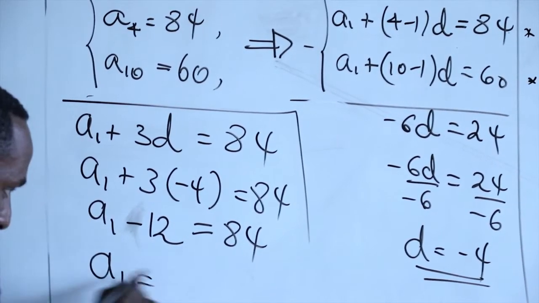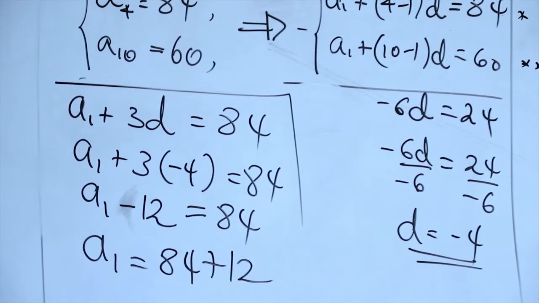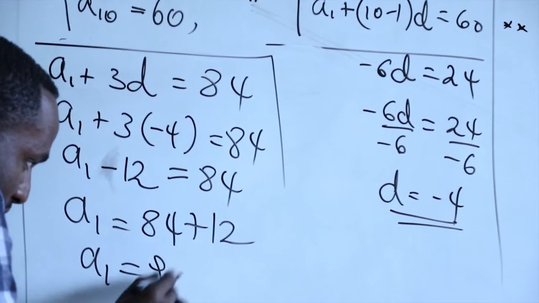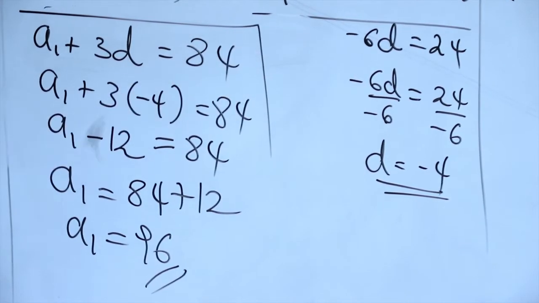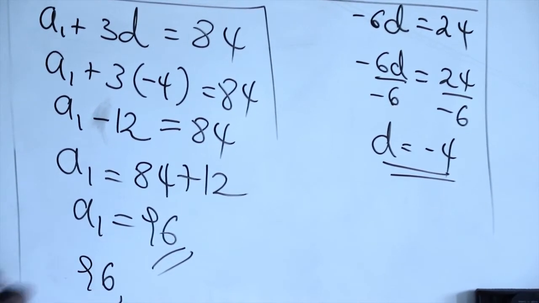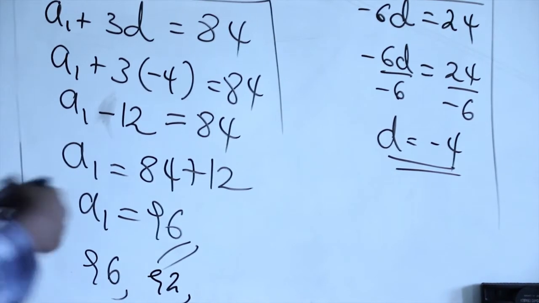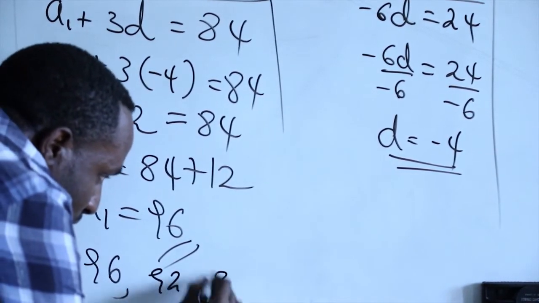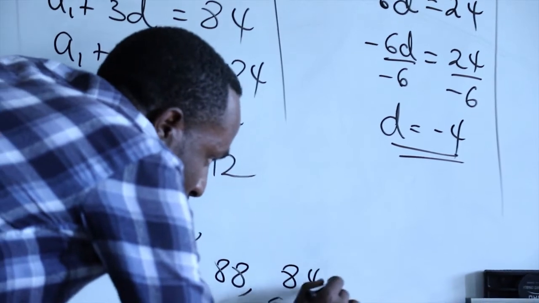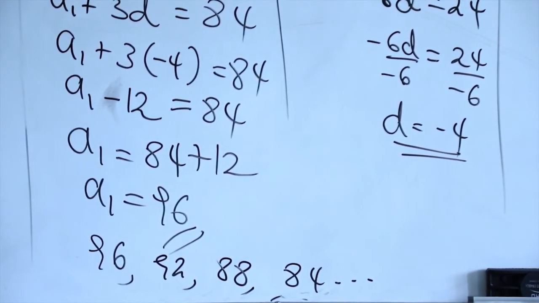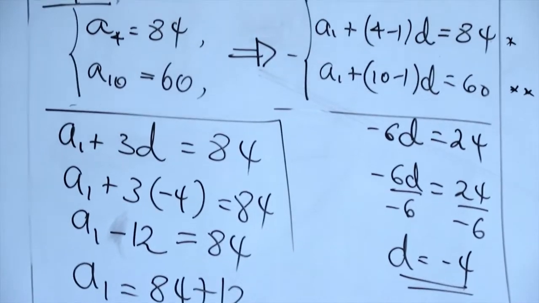So the first term A1 equals 84 plus 12, and finally the first term A1 equals 96. Now, as you can see, if 96 is the first term and D is negative 4, the next term is decreased by 4: 96 minus 4 becomes 92, and again 92 minus 4 becomes 88, and the third term 88 minus 4 becomes 84, and it continues. This arithmetic sequence has common difference negative 4, so it is decreasing. That's why the problem asks us to maximize the sum.